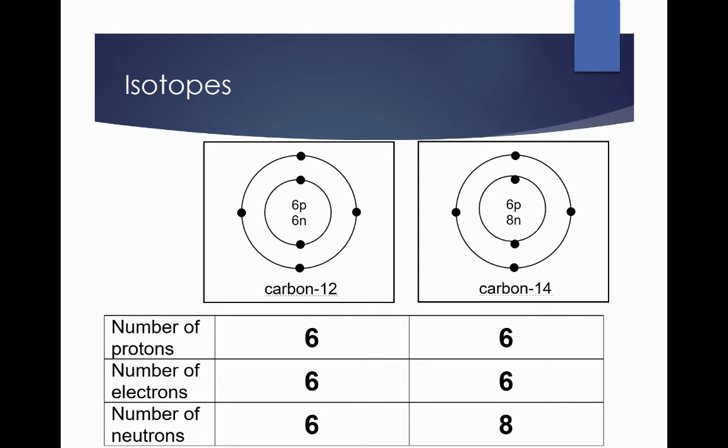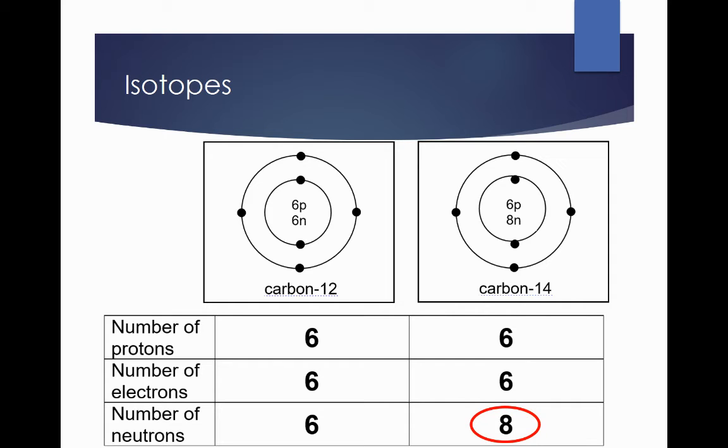Now, this is a visual representation of two isotopes here of carbon, and you can see that the main difference is that carbon 14 has 8 neutrons, which is 2 more than carbon 12. All other number of protons or electrons are exactly the same.